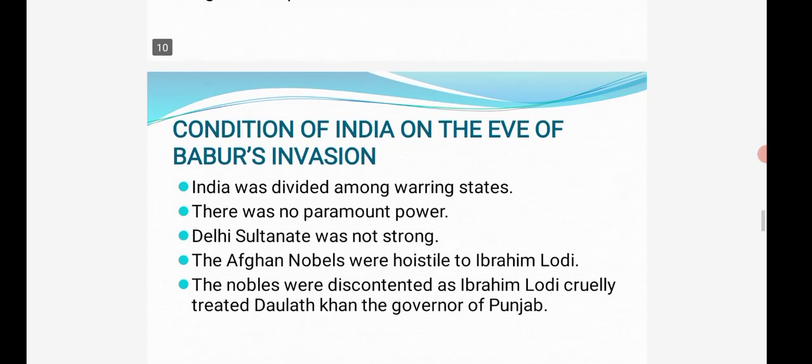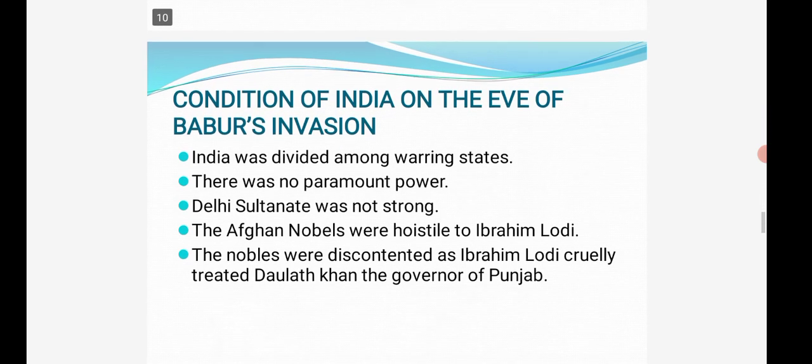Now let us focus on the conditions of India on the eve of Babur's invasion. India was divided among varying states. There was no paramount power. Delhi Sultanate was not strong. The Afghan nobles were hostile to Ibrahim Lodi. The nobles were discontented as Ibrahim Lodi was very cruel towards Daulat Khan, the governor of Punjab.